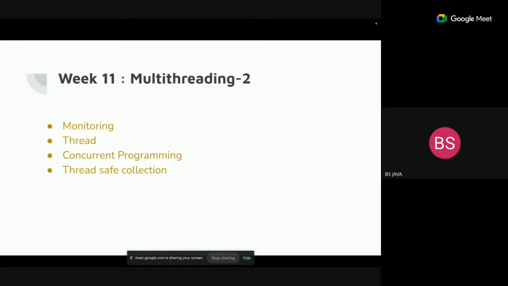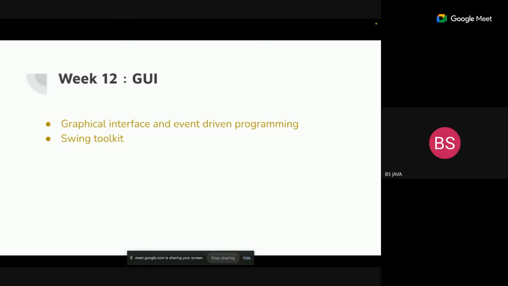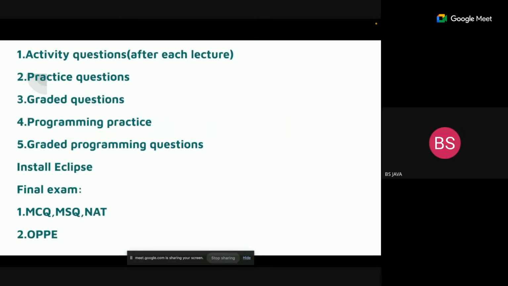We will also see thread safe collection. We'll discuss in detail. Just for now, you understand these are things. And week 12, it is one of the easiest weeks we have. Graphical user interface. You will see how to create an interface using Java libraries like Swing and AWT. So that's all as syllabus.